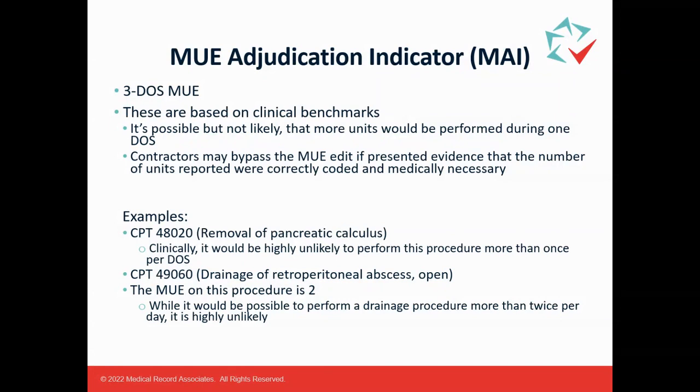CPT 49060 is the drainage of a retroperitoneal abscess, open. The MUE on this procedure is 2. So again, while it would be possible to perform a drainage procedure more than twice per date of service, they've deemed this to be highly unlikely based on clinical benchmarks. Based on the standards and clinical evidence, they're saying 99% of the time this will not be done over this value, whatever value is placed on the code. So again, documentation is key if you're trying to override these edits.